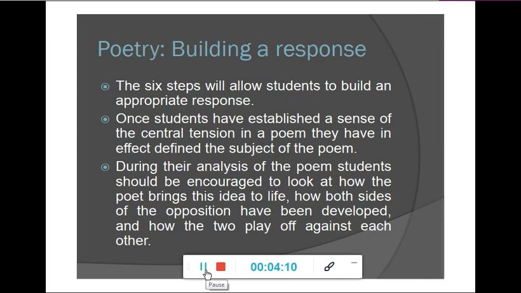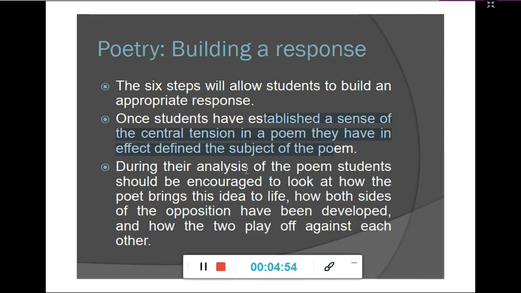Then the second step, how you are supposed to build your response towards the poem. The sixth step will allow you to build an appropriate response. How do you respond to the poem? Your reaction to the poem. Once you have established a sense of the central tension in a poem, you have in effect defined the subject of the poem. So you now can understand the subject of the poem, the central tension or the topic that forms your response.